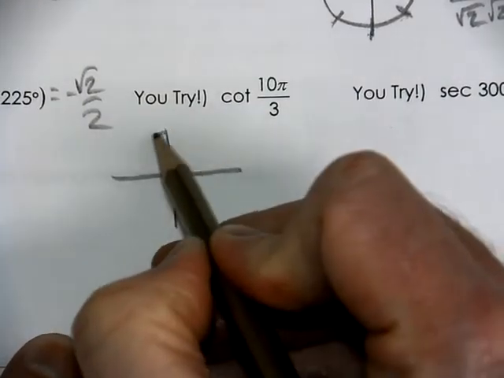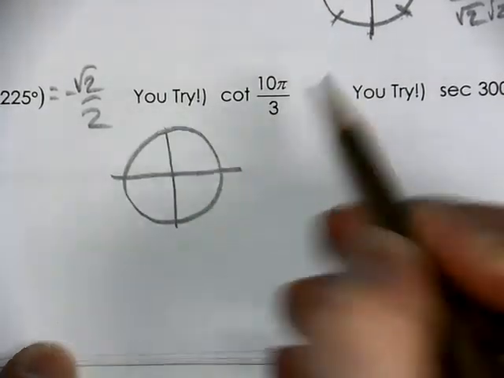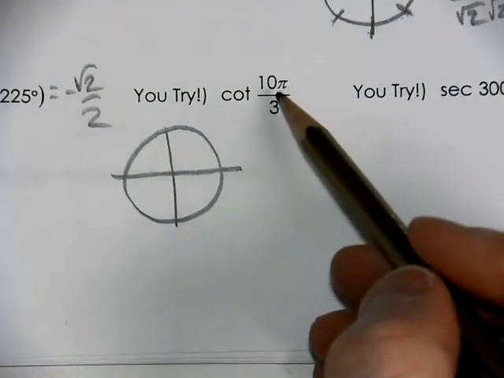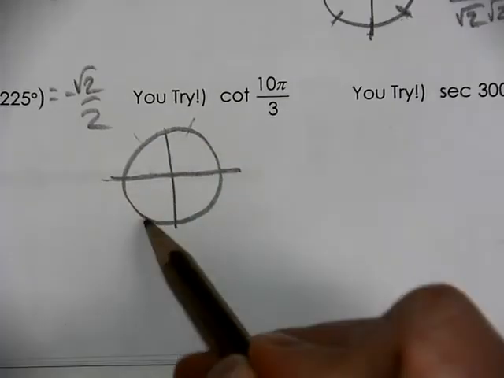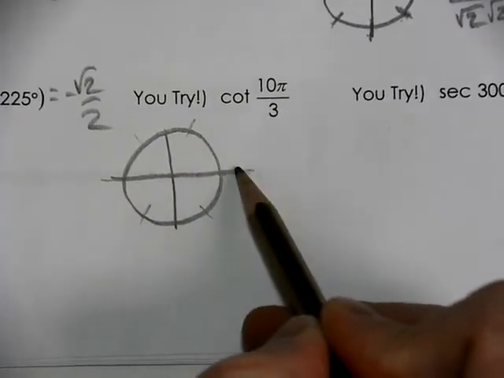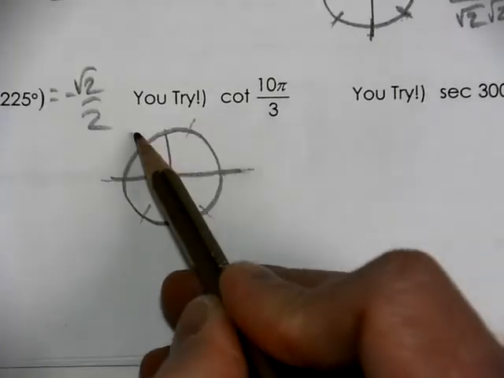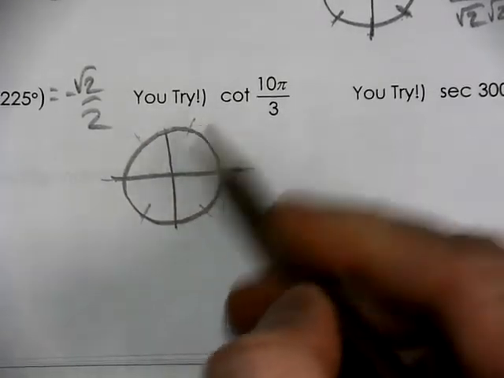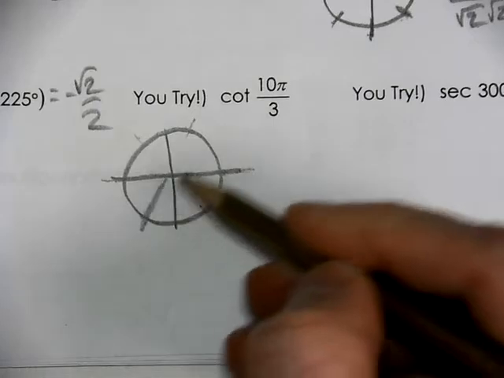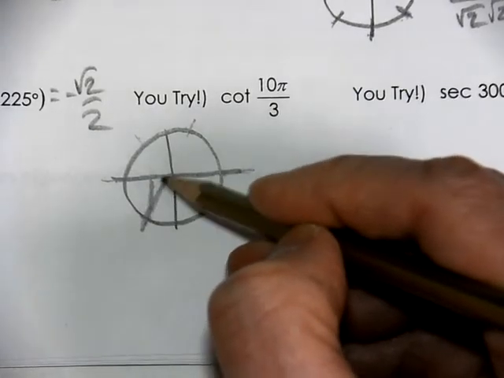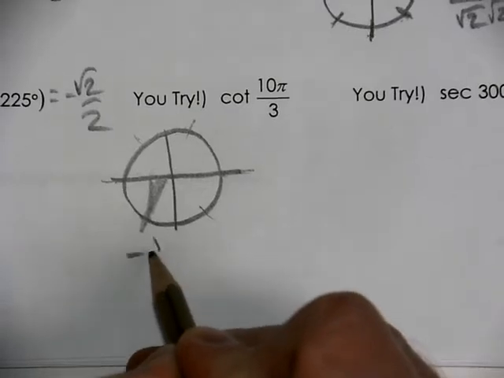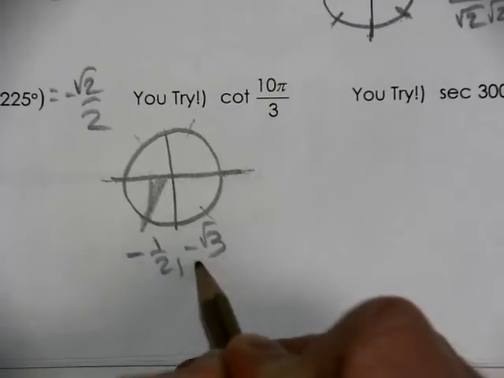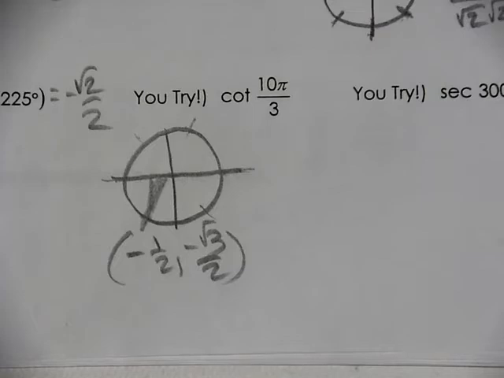Pi over 3. Well, that's way more than 6 pi. That's way more than 2 pi around. So 1, 2, 3, 4, 5, 6 pi would take you a full circle. 7, 8, 9, 10 is going to come down here, which is going to create a 30, 60, 90 triangle. Down low, negative 1/2, negative root 3 over 2.